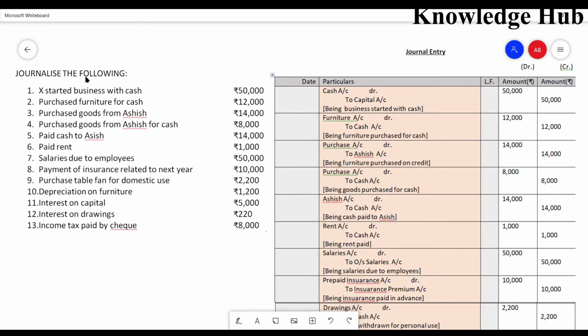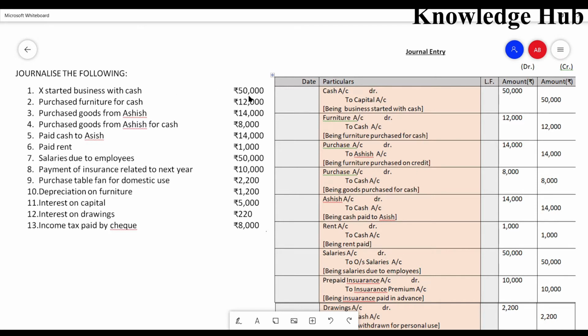Question reads as journalize the following. For the solution, first we need to write up the format. The heading is journal entry. Left hand side extreme column is date. Next is particulars, LF, amount for debit and amount for credit. Now let us read the following first transaction. The first transaction reads as X started business with cash for rupees 50,000.